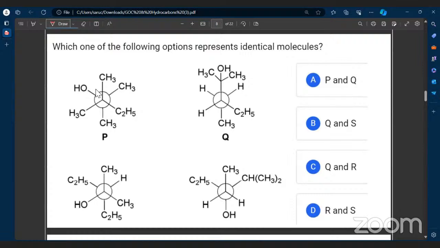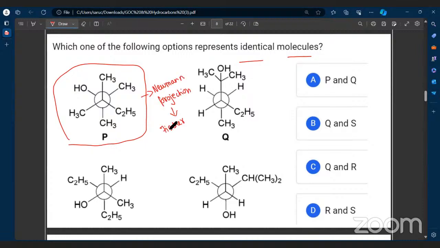But can you tell me the name of the projection which is given over here? The Newman projection. We have a Newman projection. For doing the configuration, you have to convert it into Fischer projection first. So I'm going to convert each and everything into Fischer projection first. Only then we can do the configuration.